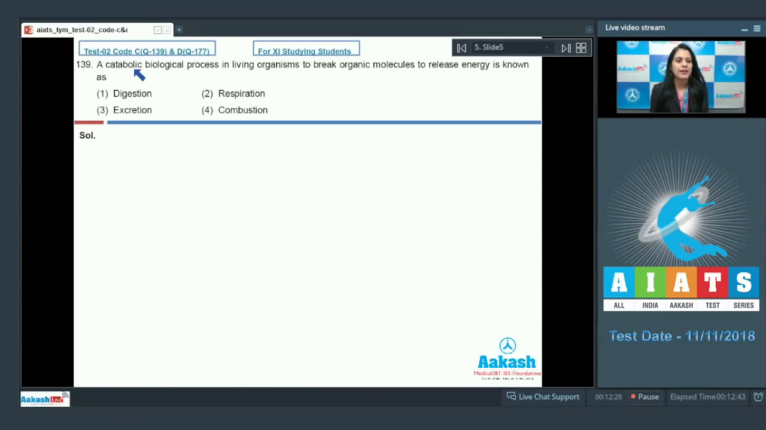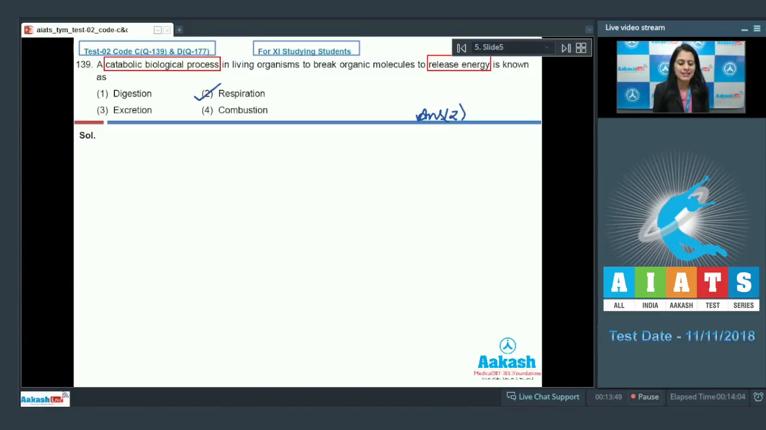Question number 139. A catabolic biological process in living organisms to break organic molecules to release energy is known as. The keywords given are catabolic biological process which break down organic molecules to release energy. And the correct answer for this question is respiration. Because respiration is a biological catabolic process in which nutrient molecules are broken down at cellular level with the help of enzymes to release energy. So the correct answer is option number 2. Let's discuss other options also.